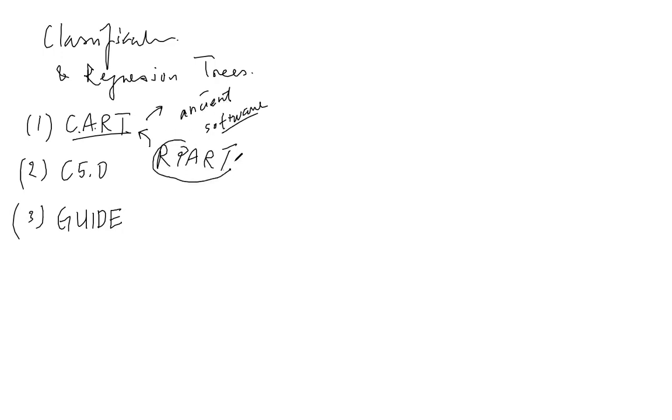There are some R packages to do that. It's called rpart, and C5.0 is also popular among computer science people. And there's also a C5.0 R package available, which you can use. Then this is GUIDE, right? GUIDE is actually made by a statistician. And so far, among these three programs, the best one is this one.